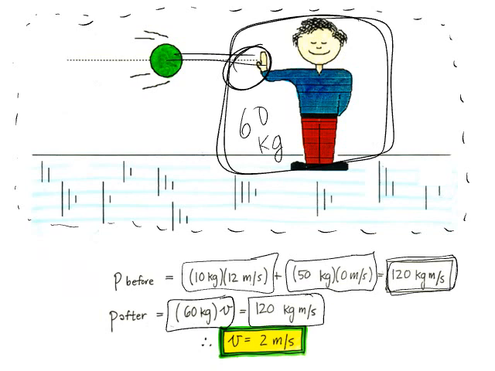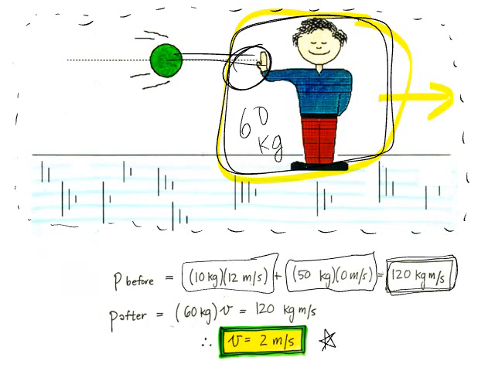So it's a little bit like playing Jeopardy, if you're familiar with the TV show. We know the answer, the total momentum after he catches it. Total momentum in the system is 120, so what's the question? Well, the question is 60 kilograms times what equals 120. And so 60V equals 120 yields an answer of 2 meters per second. So after Calculo catches this ball, he and the ball will move off together at a velocity of 2 meters per second.